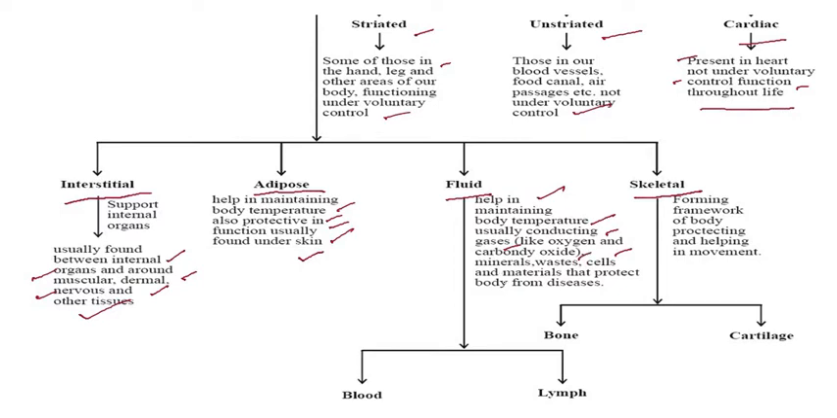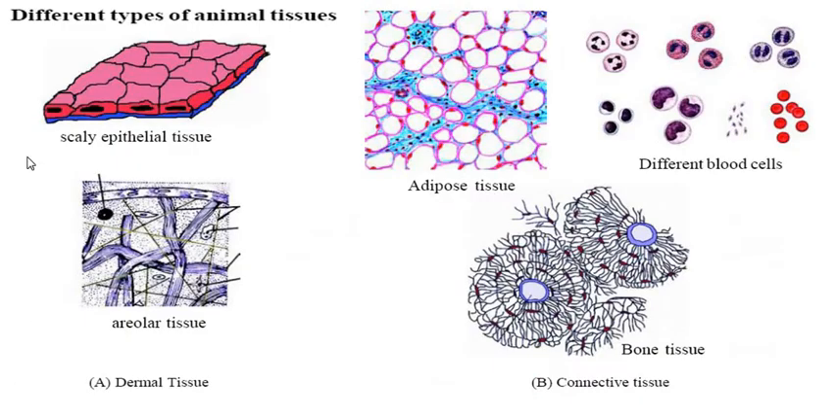Mainly it carries waste, cells and minerals that protect the body from disease. Skeletal tissue forms the framework of the body, protecting and helping in movement. It is divided into two parts, bone and cartilage, and the fluid tissue is divided into two parts, blood and lymph. These are the different types of animal tissues.